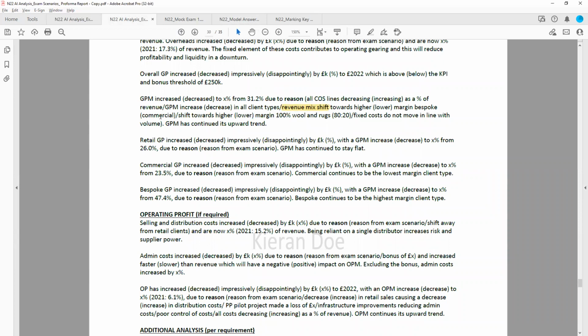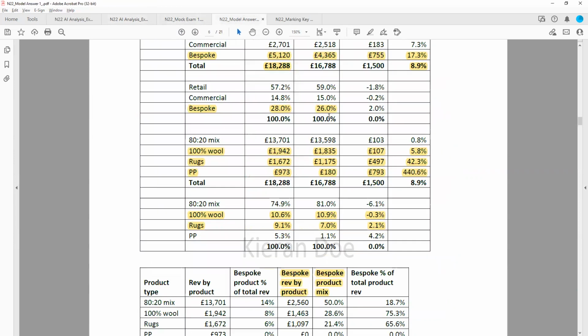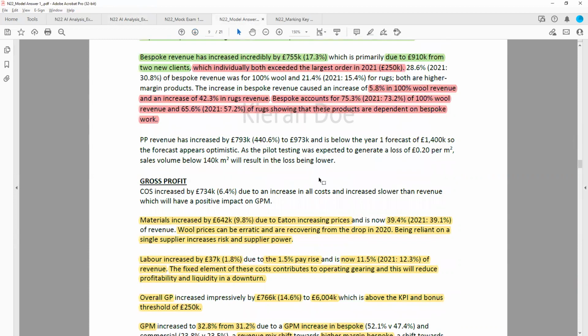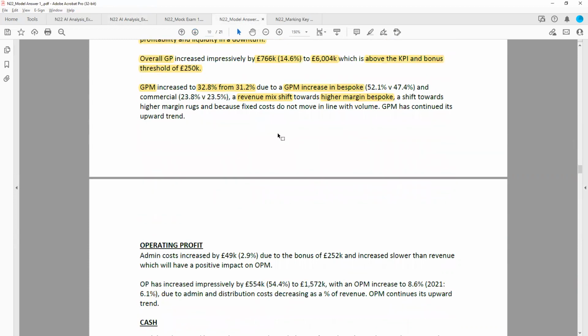So it's moved towards the more profitable client type, and also the more profitable products, or certainly one of the most profitable products. And of course, just like with overall revenue, you can see, has it gone up for all client types? Well, no, it had only gone up for a couple. So we could see that there.